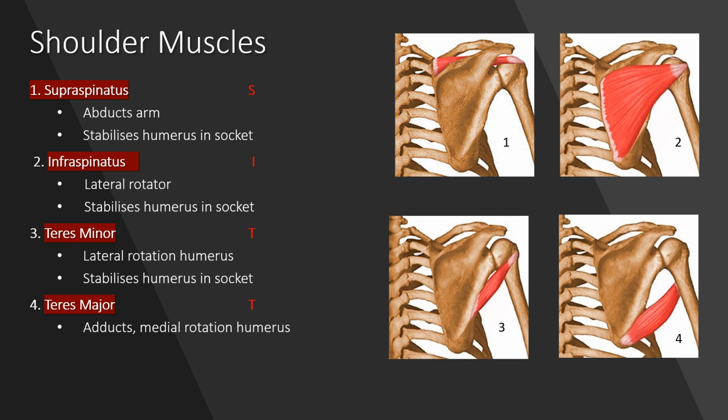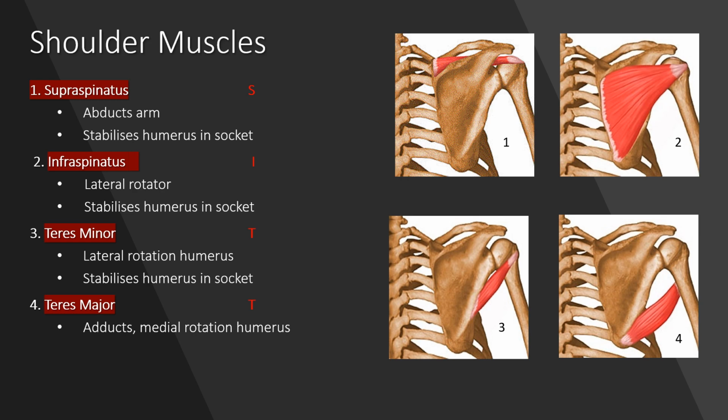So that's your supraspinatus. Now below that, on the top right, is your infraspinatus. Infra means inferior to the spine of the scapula. So here we can see that the infraspinatus is below the supraspinatus. And this one is a lateral rotator. Can you see that it attaches to the back of the humerus bone?